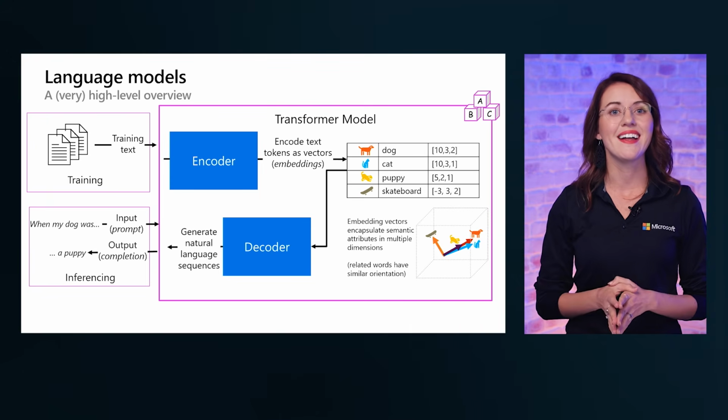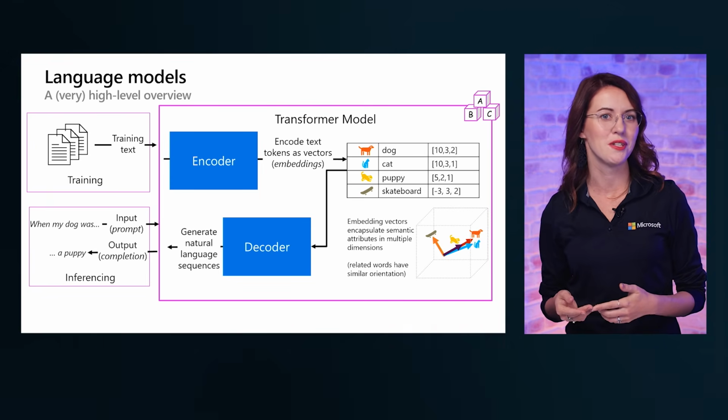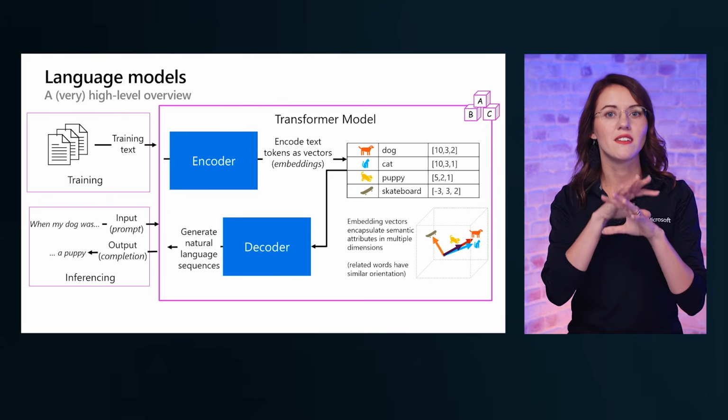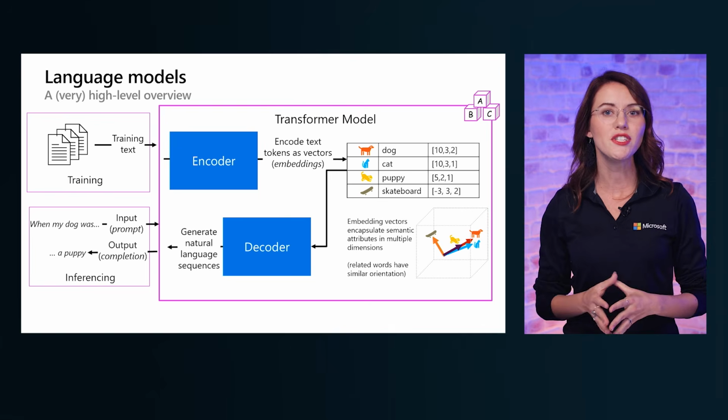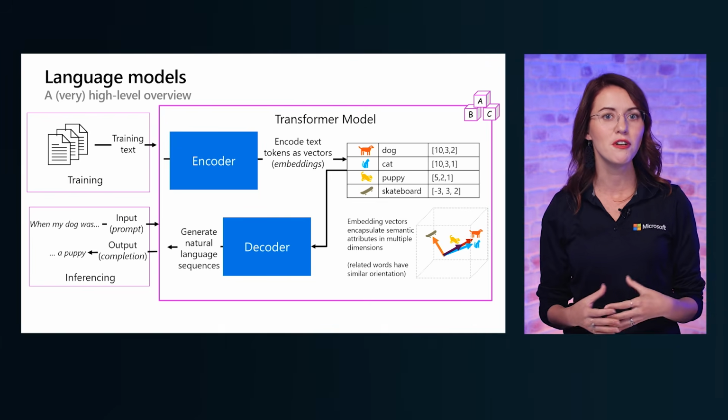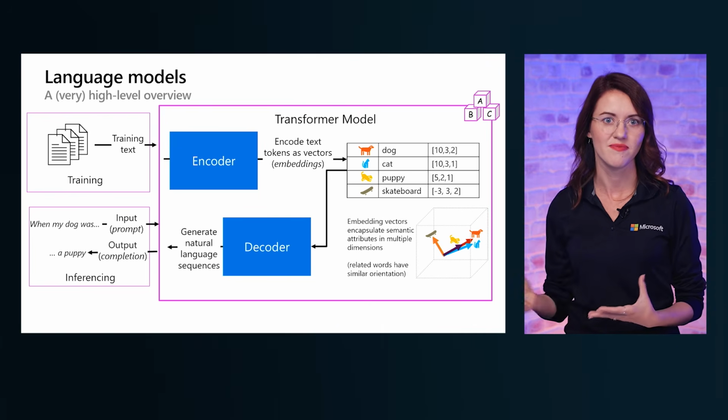The decoder takes those contextual representations and predicts the next word in the sequence. It also uses attention, but in a slightly different way, looking at the tokens generated so far and deciding which ones matter most for predicting the next token.